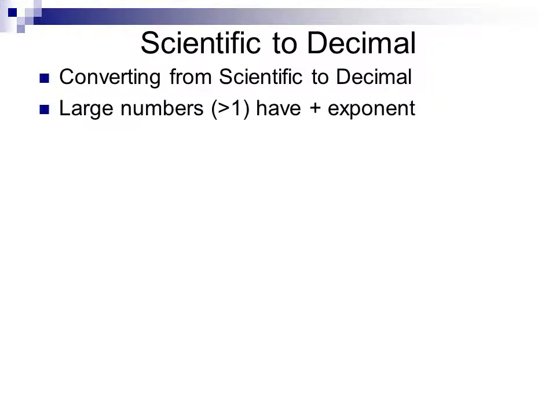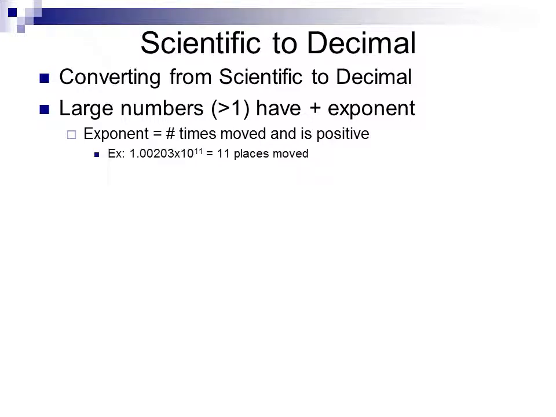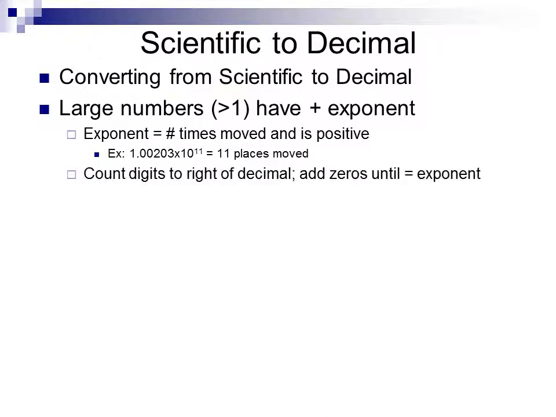In converting from scientific notation to decimal notation, looking at large numbers, they will have positive exponents. The exponent that's written will reflect the number of times that the decimal moved, and because it's positive, it will be moving to make a number greater than 1. So for instance, if I have this number here, 1.00203 times 10 to the 11th, the 11 indicates that I moved the decimal 11 times.